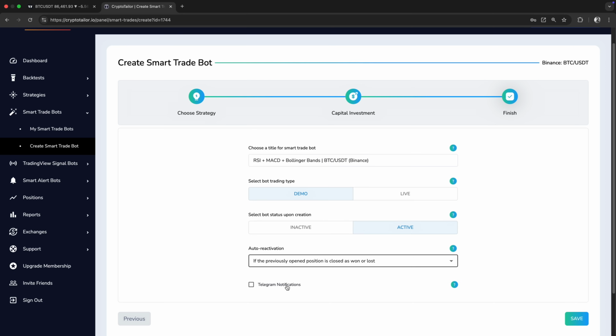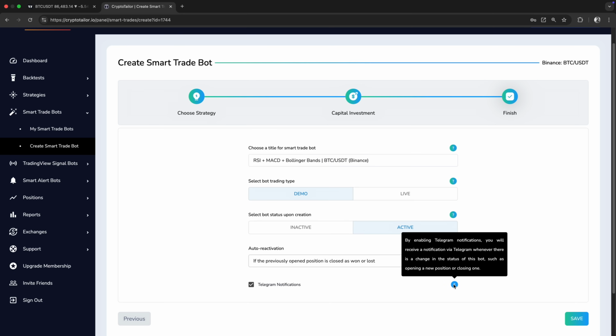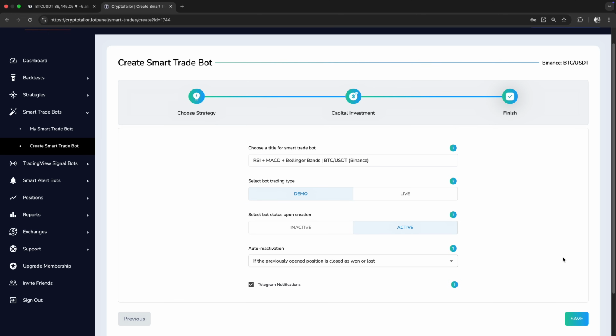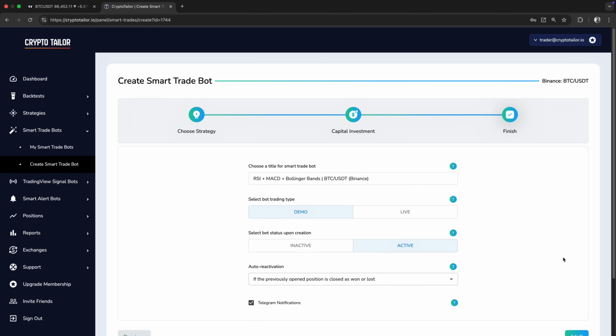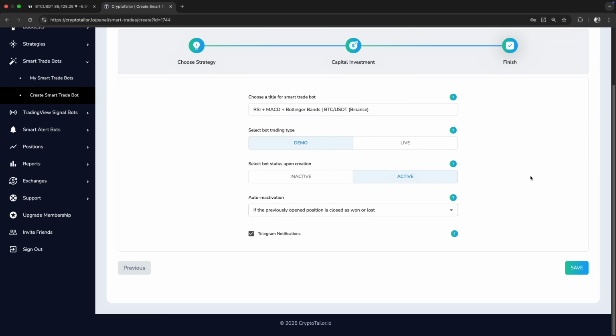We can also enable Telegram notifications, allowing the bot to send real-time reports about its positions. This includes alerts when a new position is opened, as well as updates on wins and losses. To use this feature, make sure your account is connected to Telegram before activating the option.